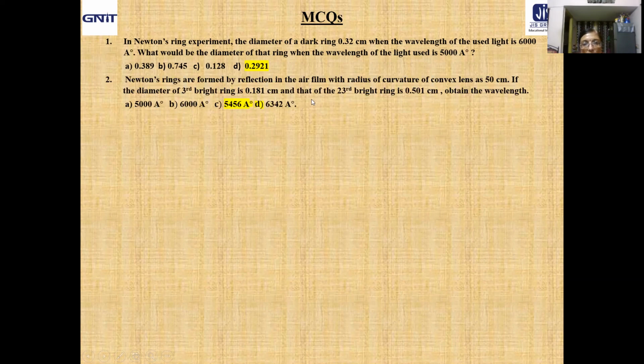Now, what about the working formula? In the last class, we have already discussed that Dn plus p square minus Dn square equals 4p lambda R. Now, just take a look. Capital R is given here. Now, the third ring is D3 and the 23rd ring is D23. So what about p? That will be 20. Both diameters are given, and lambda you have to obtain. It is also very easy. Just by putting the data in the formula, you can get it.